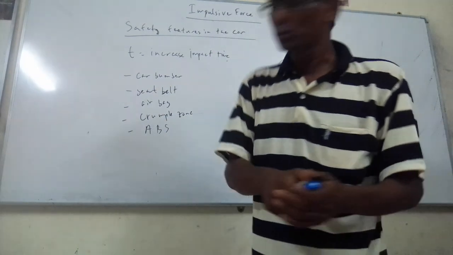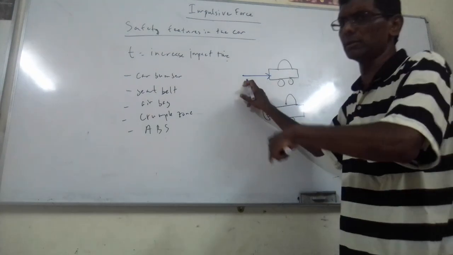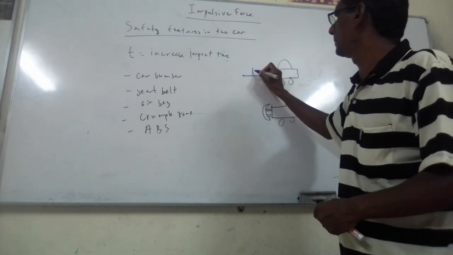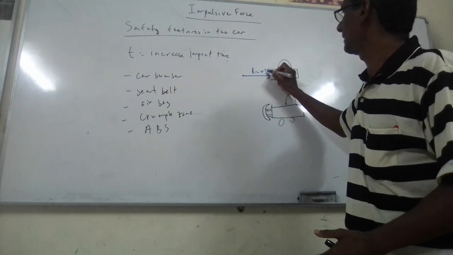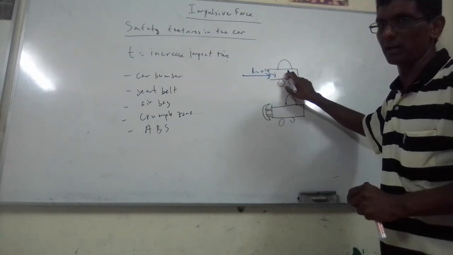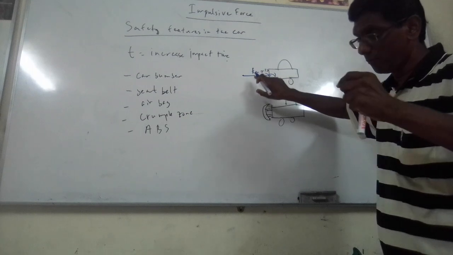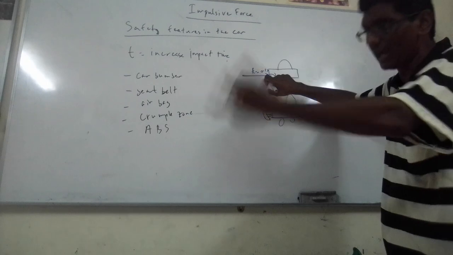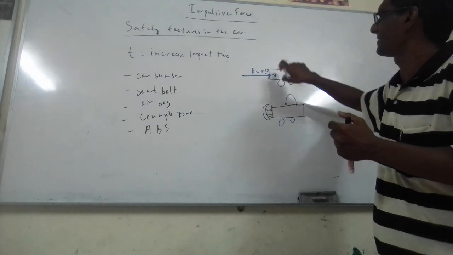Okay, those two rods. What happens if there is a force, some collision, and another car bangs into it from behind? For example, in 0.1 second, the impact is transferred to the body of the car. In 0.1 second, when another car collides from behind, the impact is transferred to the car.